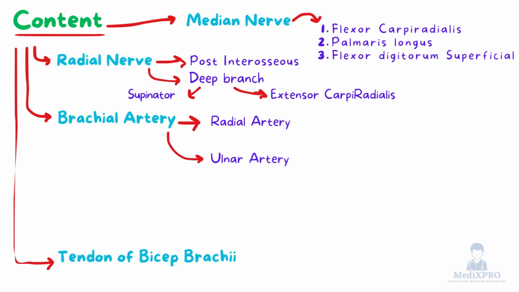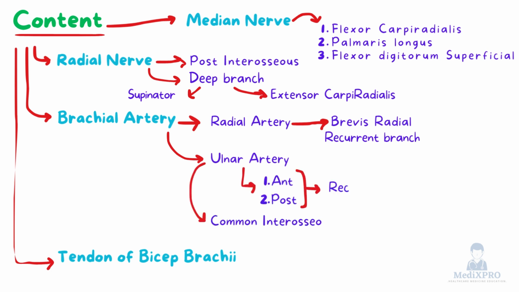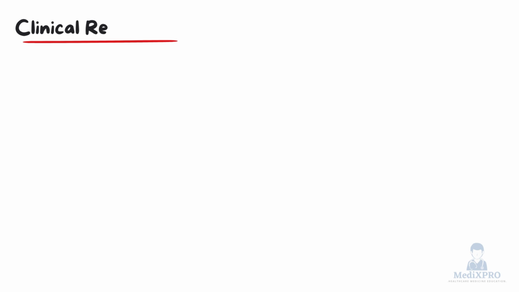Now let's look into the brachial artery, which terminates into the radial and the ulnar arteries. The radial artery gives only one branch, which is the radial recurrent branch. The ulnar artery gives three branches, one anterior, one posterior, which are both recurrent branches. And the third one is the common interosseous branch. Now, all of these are the contents of the cubital fossa. Now, our last part of the video is clinical relevance of the cubital fossa.